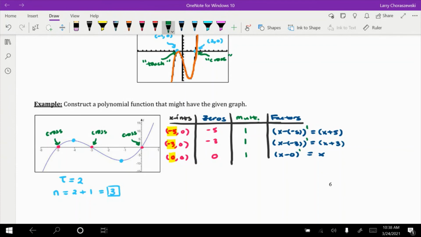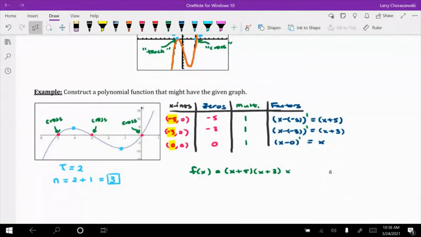So last but not least, you will take these factors and multiply them out. Okay, this would be the factored form of our function. Can you guys go ahead and FOIL this all out? And in about a minute or so, I'll provide the standard form version.